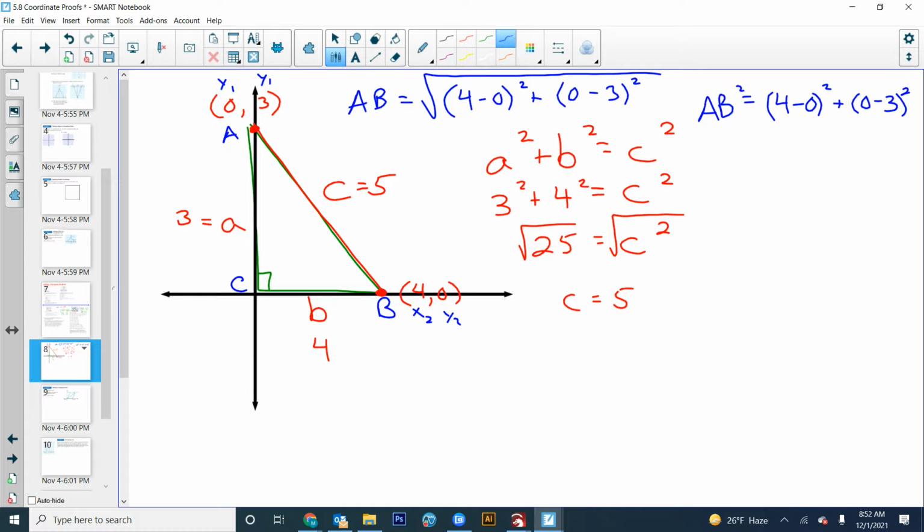Ready? What's 4 minus 0? 4. Isn't that the B side? What's 0 minus 3? Isn't that the length of the A side? And what did we call AB? It could be called C as well, right? Little c. There's your Pythagorean theorem. It comes from the distance formula.